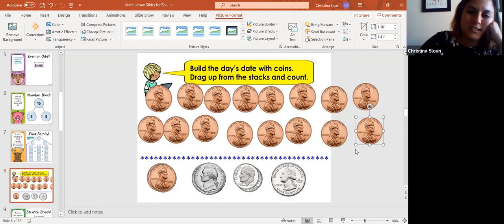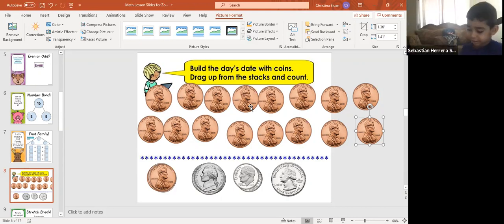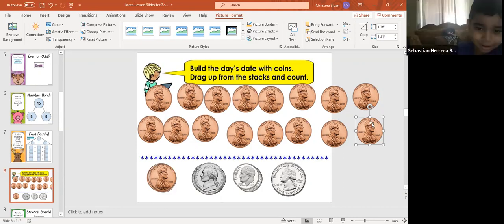So we have 16 cents and we have 16 pennies. So how many pennies do we need to make 16 cents? 16. Nice job, Sebastian. Thank you for helping me out with that one.